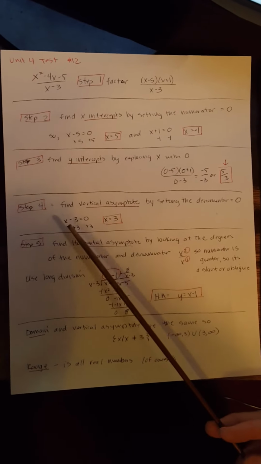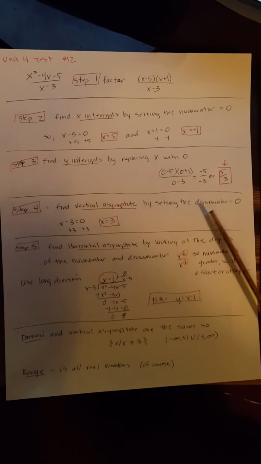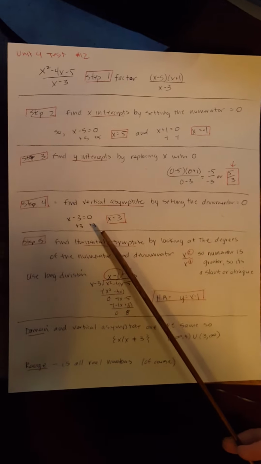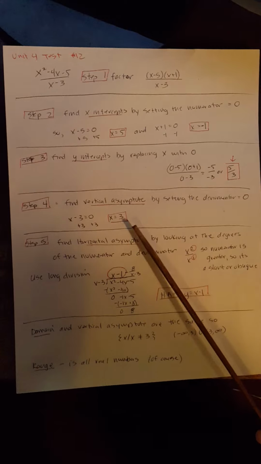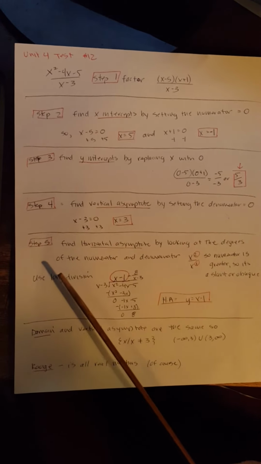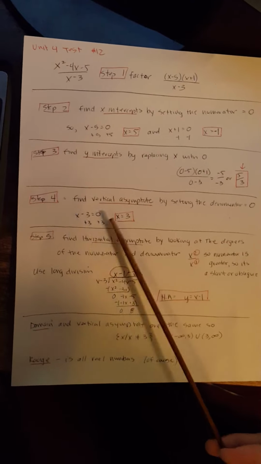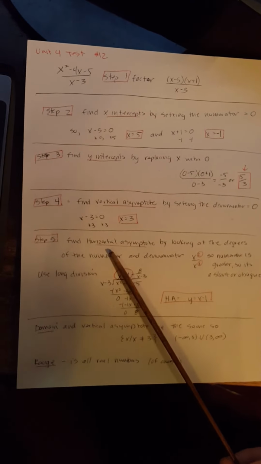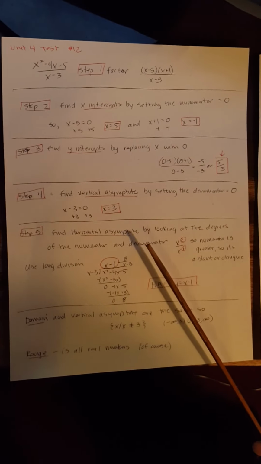Our step 4 is to find the vertical asymptote by setting our denominator equal to 0. So we set x minus 3 to 0, and then we add 3 to both sides, giving us x equals 3. Our vertical asymptote is equal to our domain. I'll show that later.